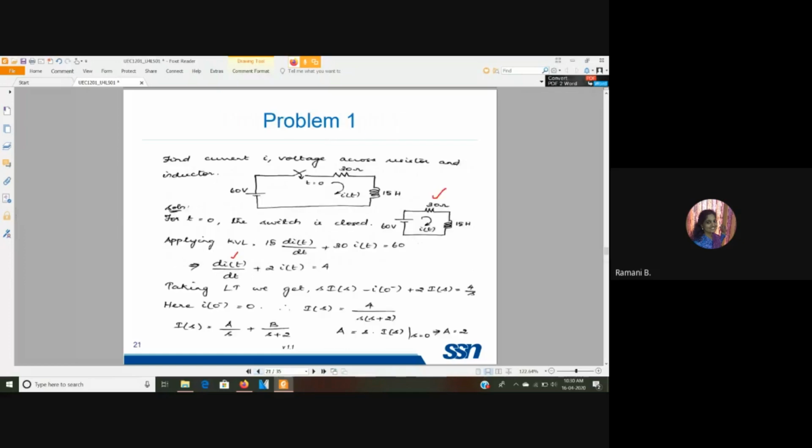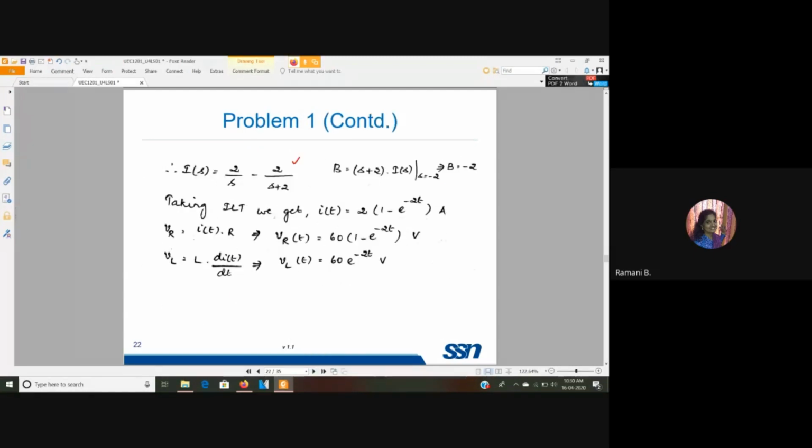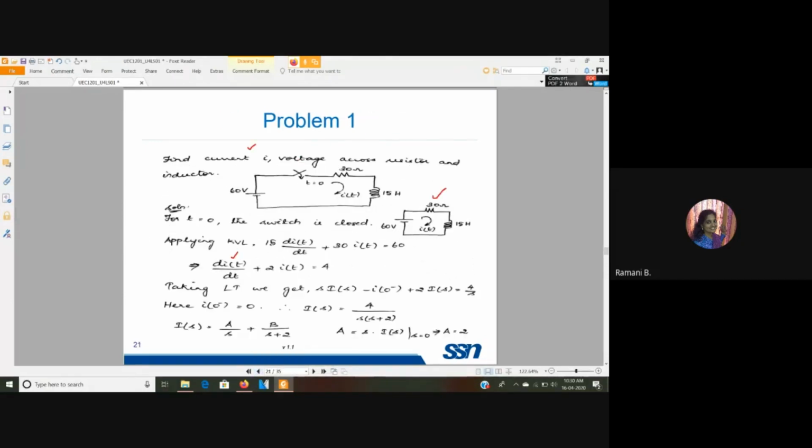So the first thing in the question, you have to find current, that we have done. Next, we have to find the voltage across resistor and inductor. So to find voltage across the resistor, we know V is equal to IR. So with respect to that, we have VR of t is equal to 60 into 1 minus e power minus 2t, as the value of R is 30 ohms and L is 15 Henry.